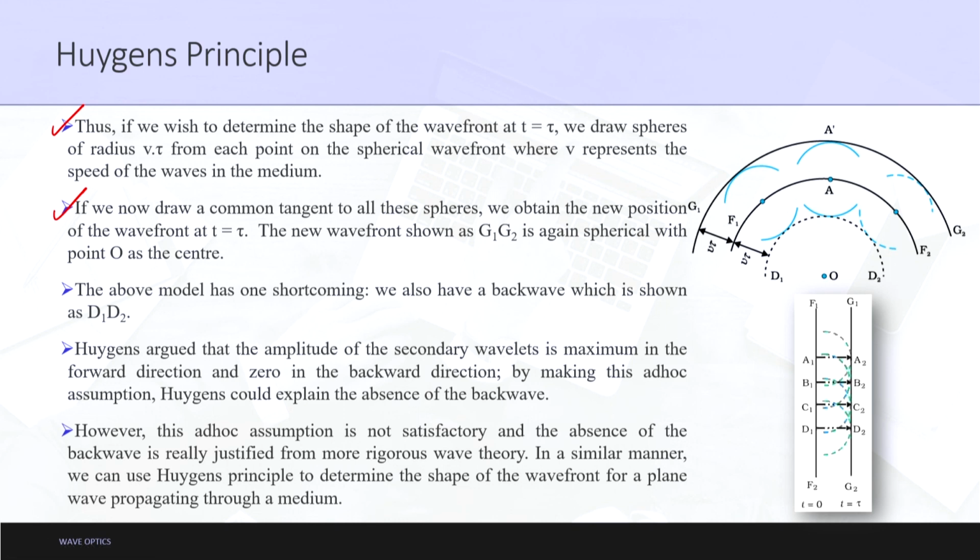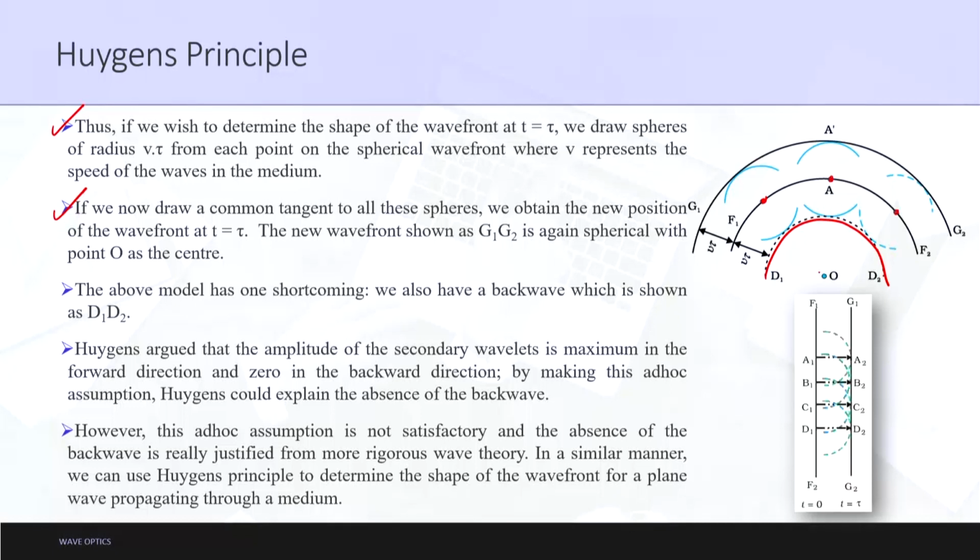So, what was the shortcoming? Please look over here carefully from the third point. The above model has one shortcoming. We also have a back wave which is shown as D1 D2. As I already iterated in the last lecture also, the complete sphere will be formed from these secondary sources. If a complete sphere is formed, then the forward points are okay, but what about the backward points? As the sphere is complete, it will have some points situated backwards towards the wavefront, which is towards the primary source. So, what about this D1 D2 wavefront form?